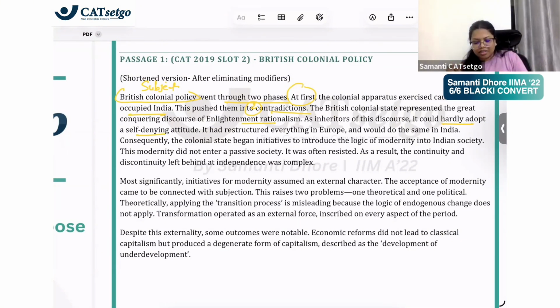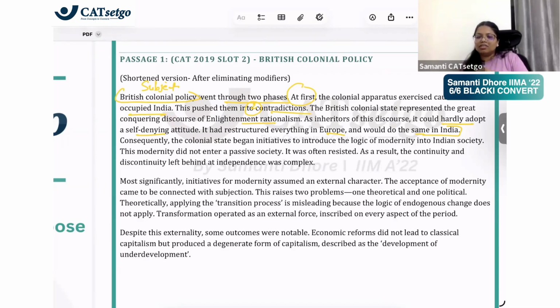It had restructured everything in Europe and would do the same in India. So enlightenment rationalism का मतलब ये है कि they were basically trying to restructure things in India, bring in modernity. ठीक है, rationalism लाने की कोशिश कर रहे थे वो इंडिया में. They had restructured, Renaissance period had happened in Europe. So they had restructured everything in Europe and would do the same in India. So this was the second phase.